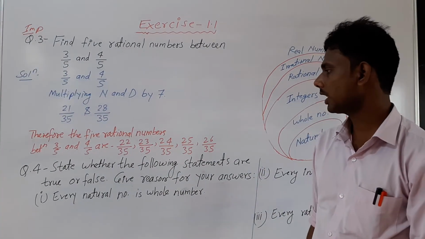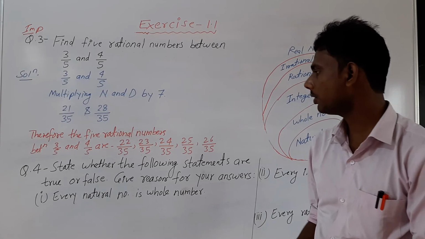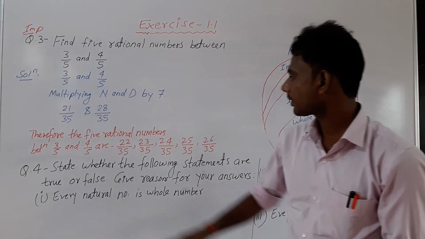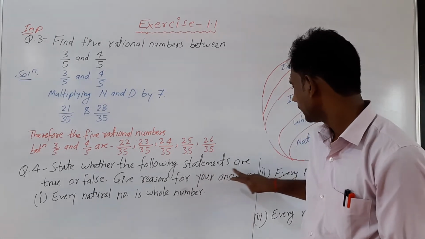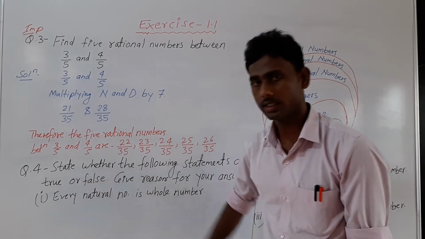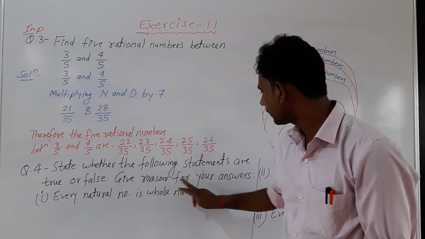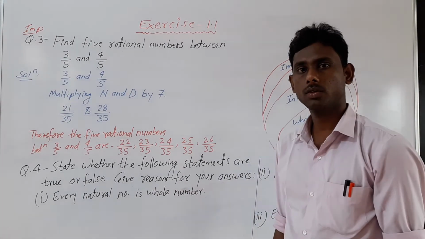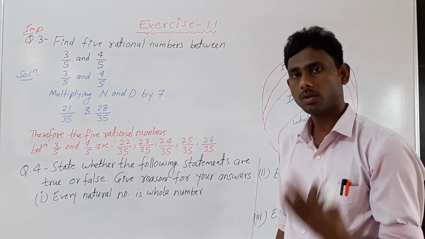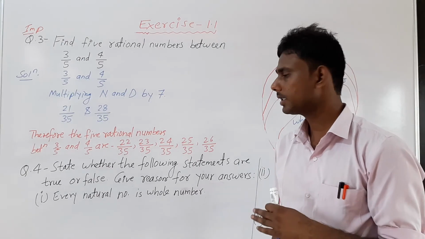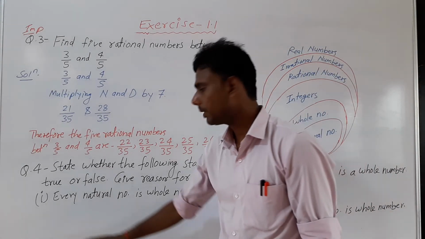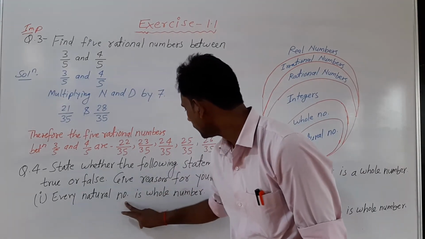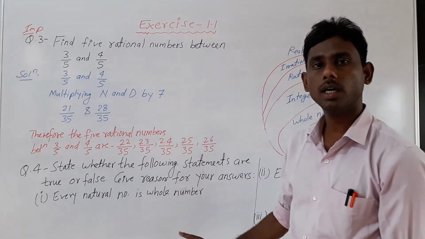Next question is question number 4. State whether the following statements are true or false. Give reasons for your answer. If true, then why it is true. If false, then why it is false. So the first part is: every natural number is a whole number. Is it true or false?